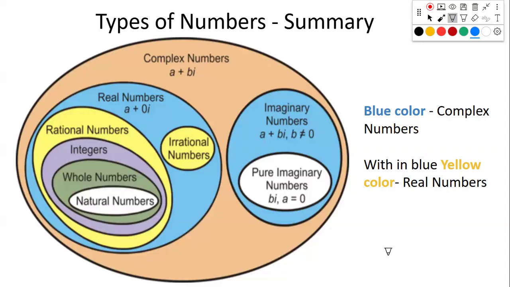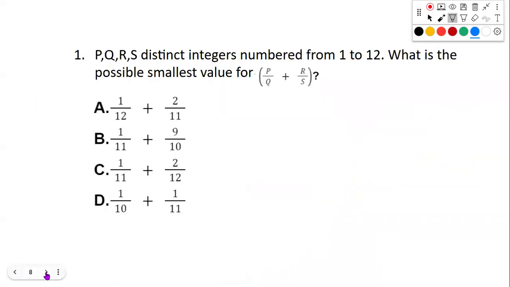Okay, so blue color is complex numbers. It includes real and imaginary. Within yellow is a real number. So why so much discussion? Because you might get a question like this in the exam. So please try to understand this now.